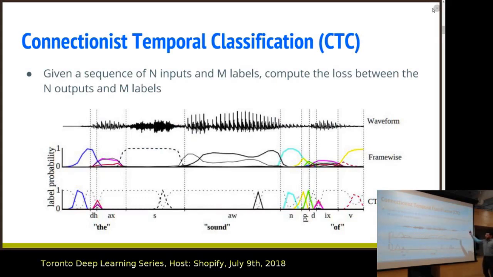So given a sequence of n inputs and m labels, we want to compute the loss between the n outputs and the m labels. So we're assuming that since we have n inputs, we also have n outputs. And the number of outputs doesn't necessarily equal the number of labels.